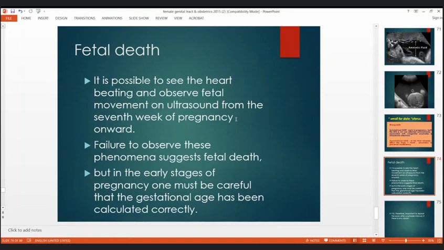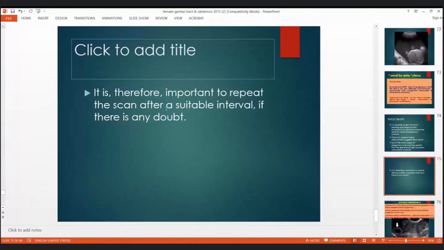Fetal death: it is possible to see the heart beating and observe fetal movement on ultrasound from the 7th week of pregnancy onwards. Failure to observe these phenomena suggests fetal death. But in the early stages of pregnancy, one must be careful that the gestational age may not have been calculated correctly. So it is important to repeat the scan after a suitable interval if there is any doubt.